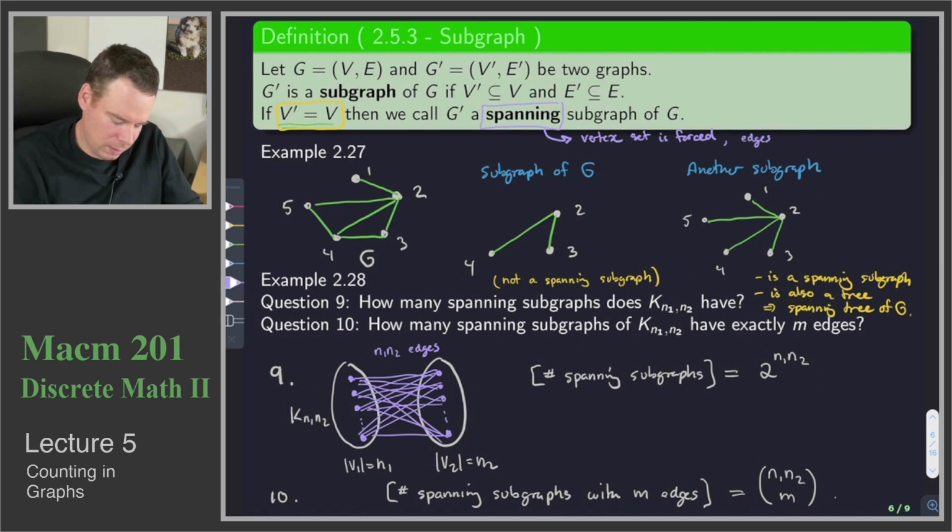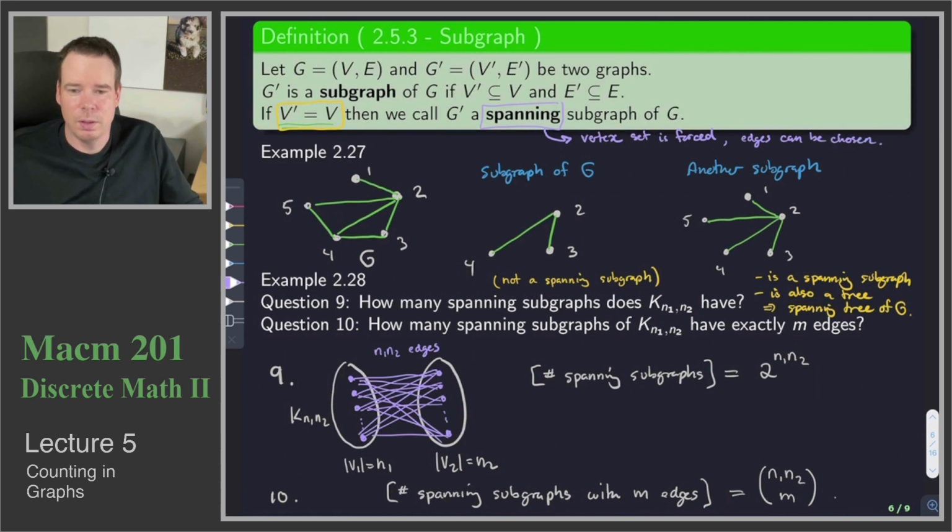Edges can be chosen. So that's what we have a choice over. A spanning subgraph is one that has to use all the vertices, but you're free to take whichever collection of edges from the original collection of edges on the parent graph. So vertex set is forced, edges can be chosen.